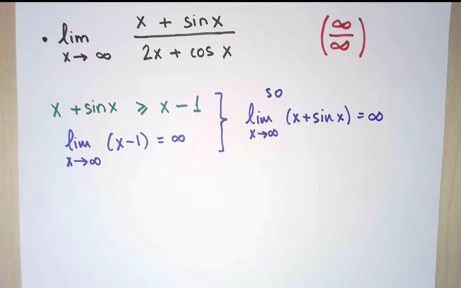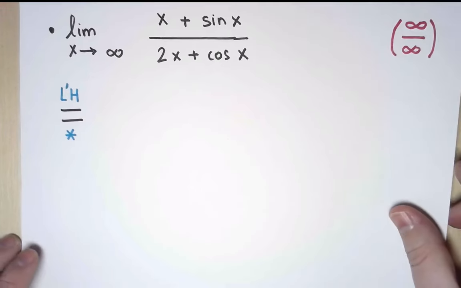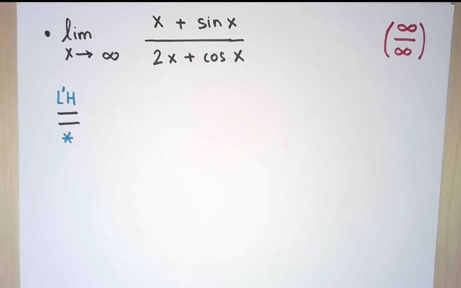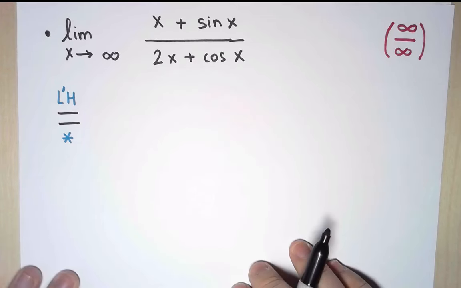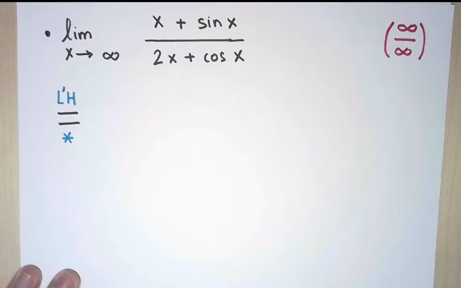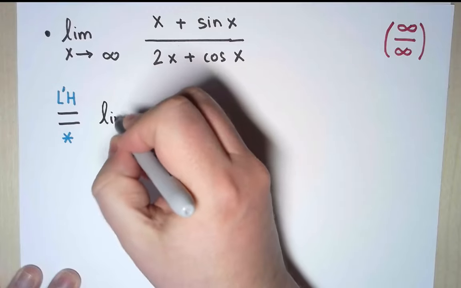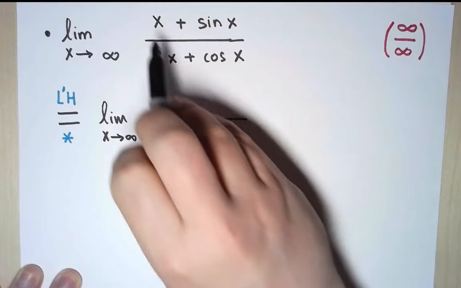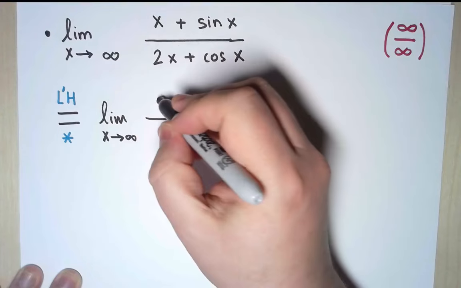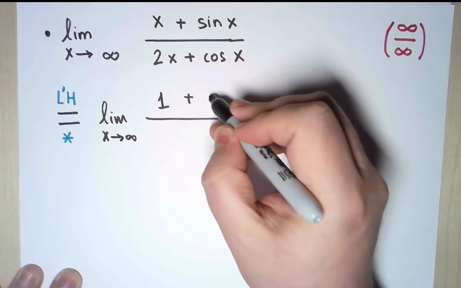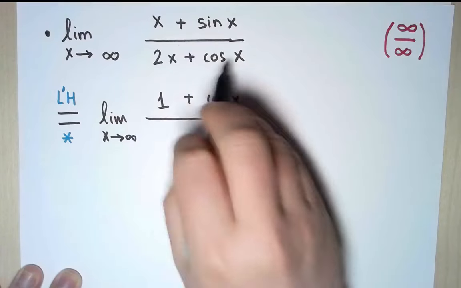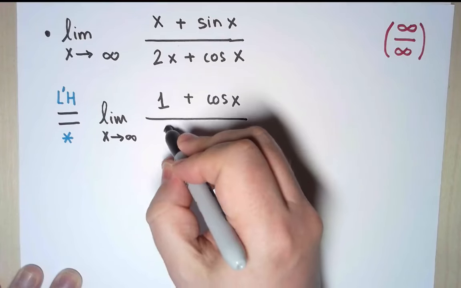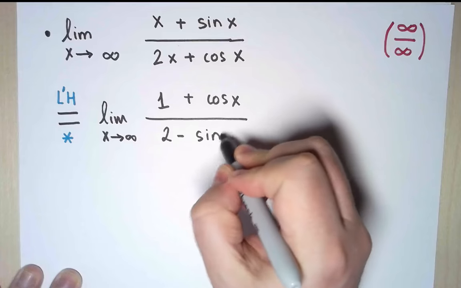That's the situation in which I can apply L'Hopital's rule normally, right? So let's do that. Let's use L'Hopital's rule and see what happens. If I'm going to use L'Hopital's rule, I say that the limit of this quotient is going to be equal to the limit as x approaches infinity, and in the numerator, I put the derivative of the numerator. The derivative of x is 1. The derivative of sine x is cos x. And in the denominator, I put the derivative of 2x plus cos x, which is 2 minus sine x.